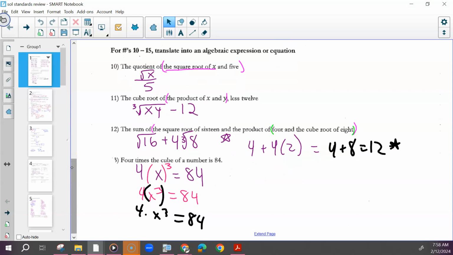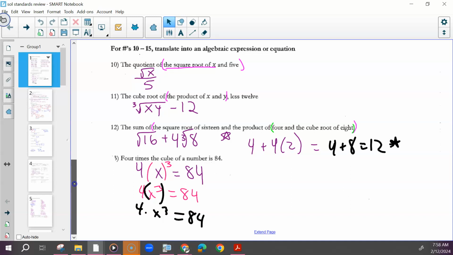The sum of the square root of 16 and the product of 4 and the cube root of 8. This part was unnecessary. I was just showing you what it would have been since we could simplify it. 4 times the cube of a number is 84. So remember, anytime it says is, it's equals. And again, this could be written different ways. Questions on those 4?